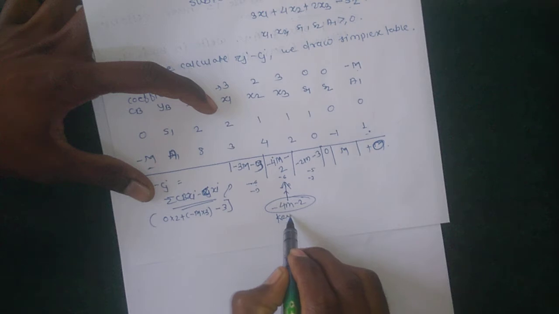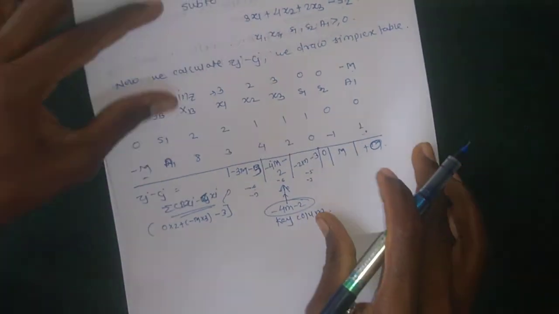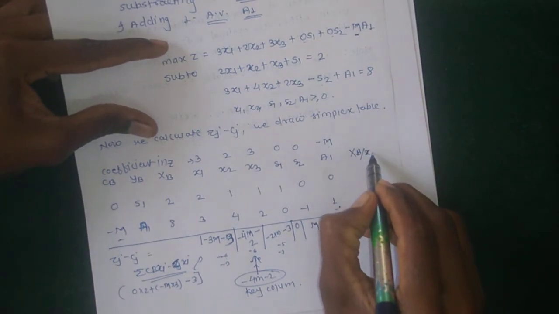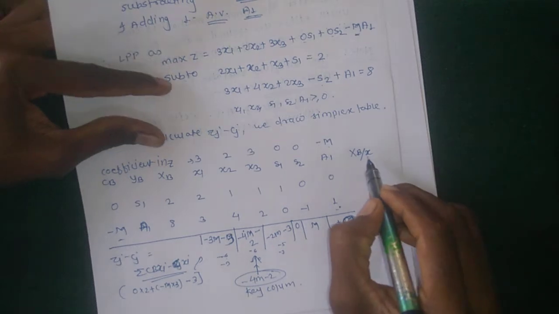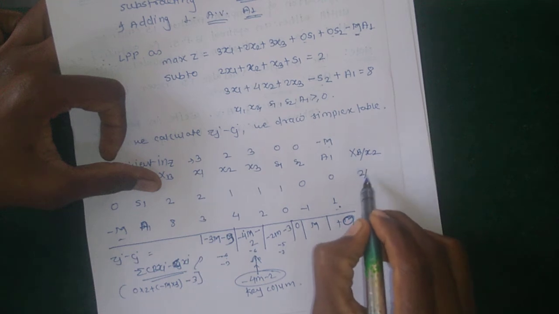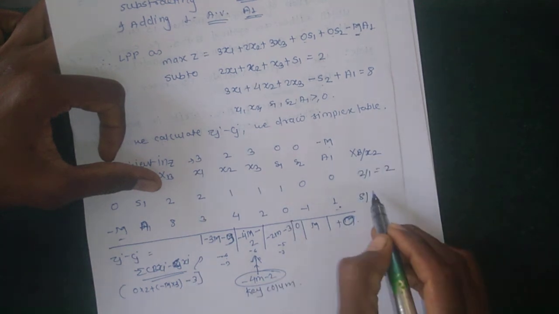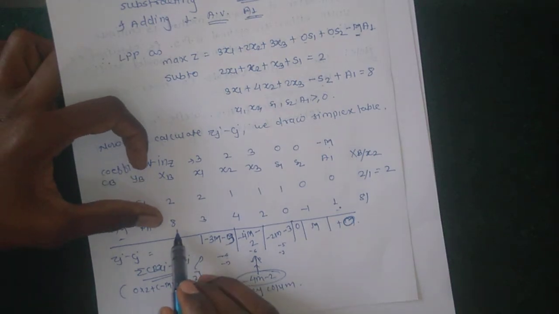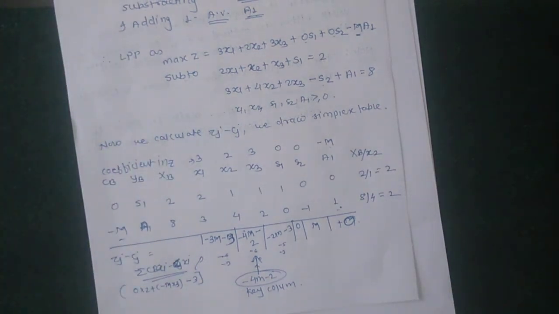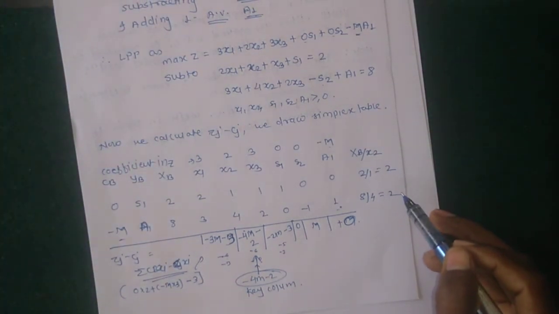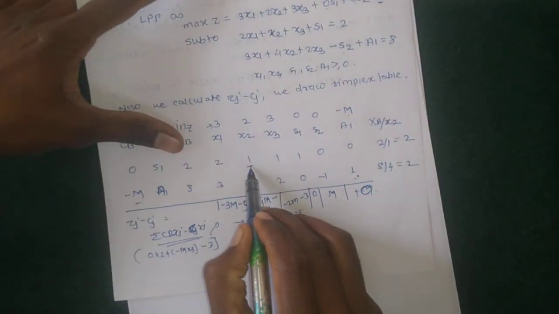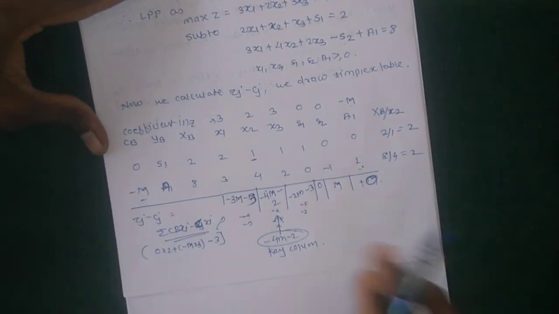Okay, this is our key column. And now we have to find the ratio. How to find? xb divided by key column, and key column is x2. xb is 2 divided by 1, which is 2, and then 8 divided by 4, we get 2. So here both values are the same, so choose any one of them. If we choose this one first, because here we do not need to convert to unity.